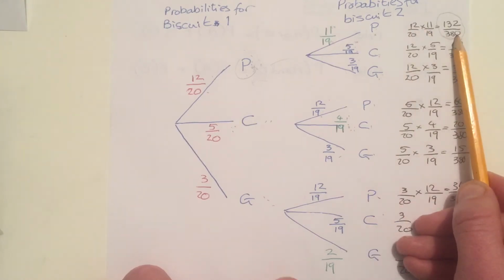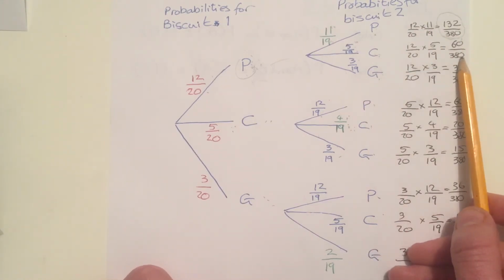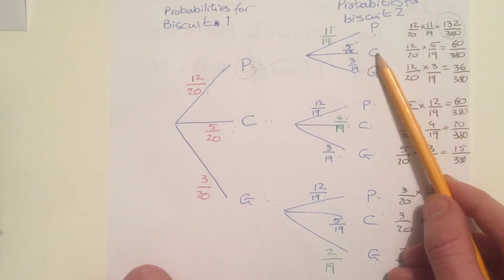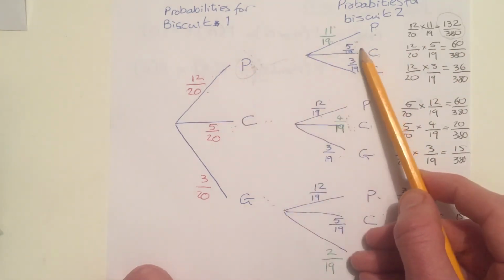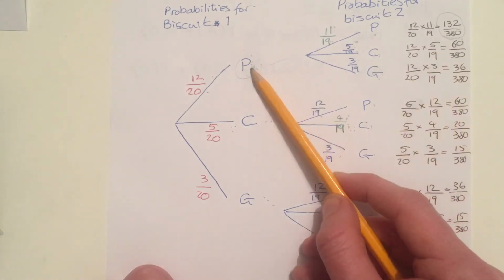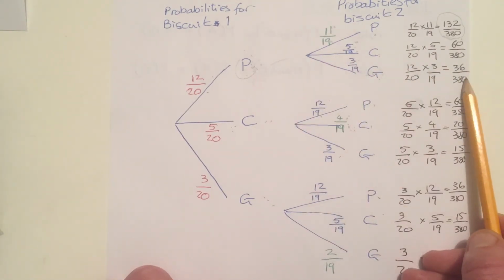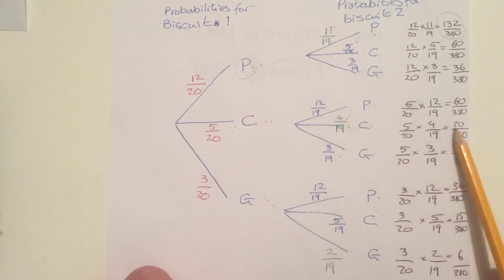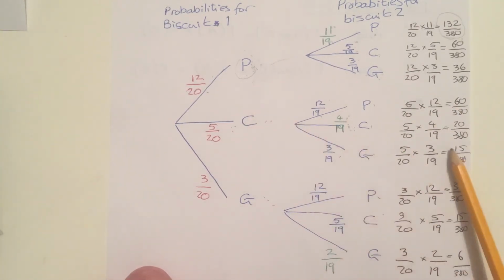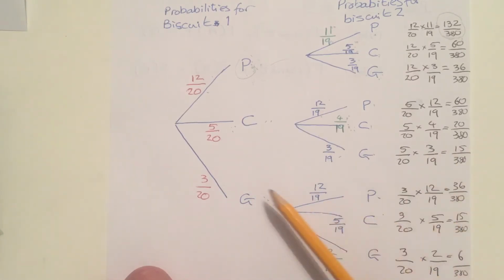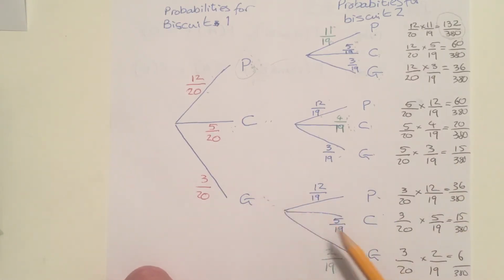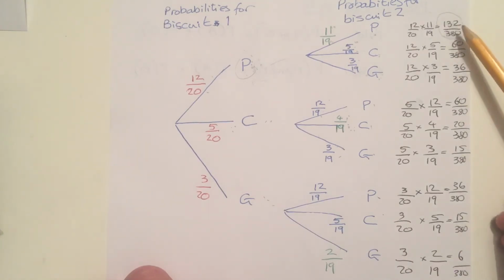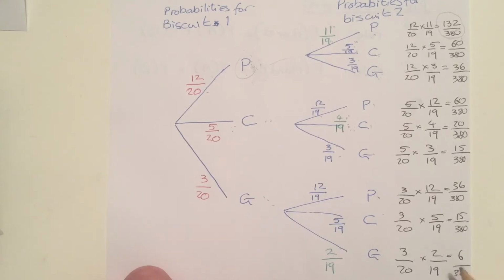The probability of getting a plain the first time and a chocolate the second time, so plain times chocolate, plain times ginger, chocolate times plain, chocolate and chocolate, chocolate and ginger, ginger and plain, ginger and chocolate, ginger and ginger. So these fractions on the end represent the probabilities of each of these different combinations.